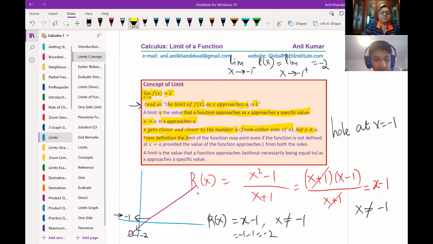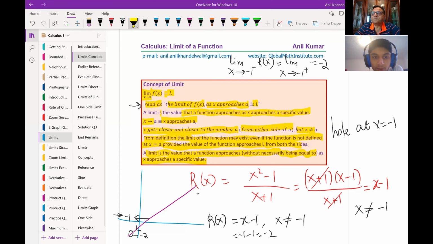From the definition, the limit of the function may exist even if the function is not defined at x equals a, provided the value of the function approaches L from both the sides. That is very important to understand. Otherwise, we'll say it does not exist, right? A limit is a value that a function approaches without necessarily being equal to as x approaches a specific value, correct?